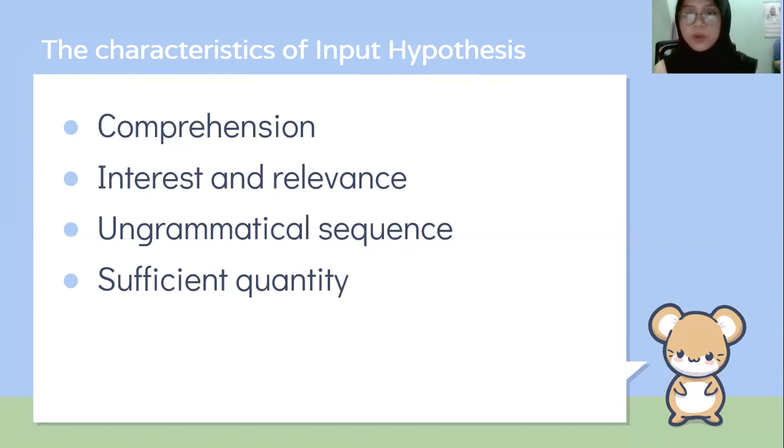Now I'm going to review what we have learned. We have learned about input hypothesis. Input hypothesis is about how a learner acquires language and how language acquisition takes place. Also, we have some characteristics of input hypothesis: comprehension, interest and relevance, no grammatical sequence, and sufficient quantity. And we also have the term I plus 1. I stands for the stage of the learner, and 1 stands for the comprehensible input.